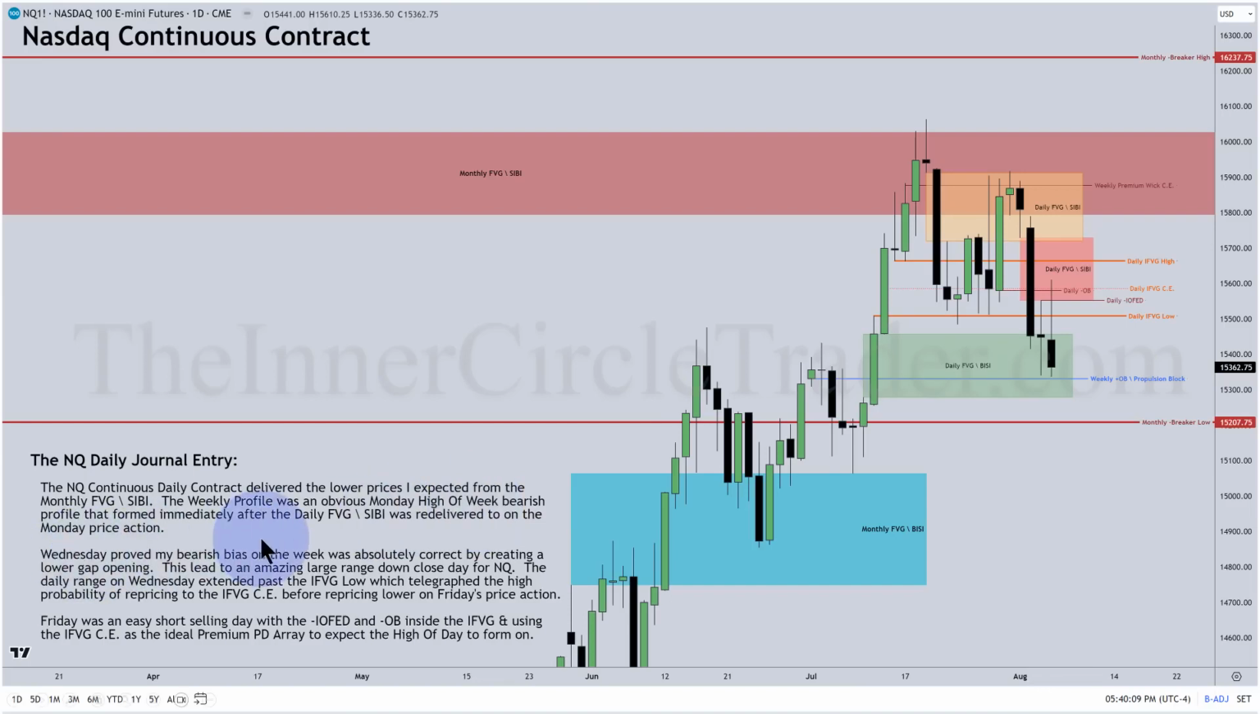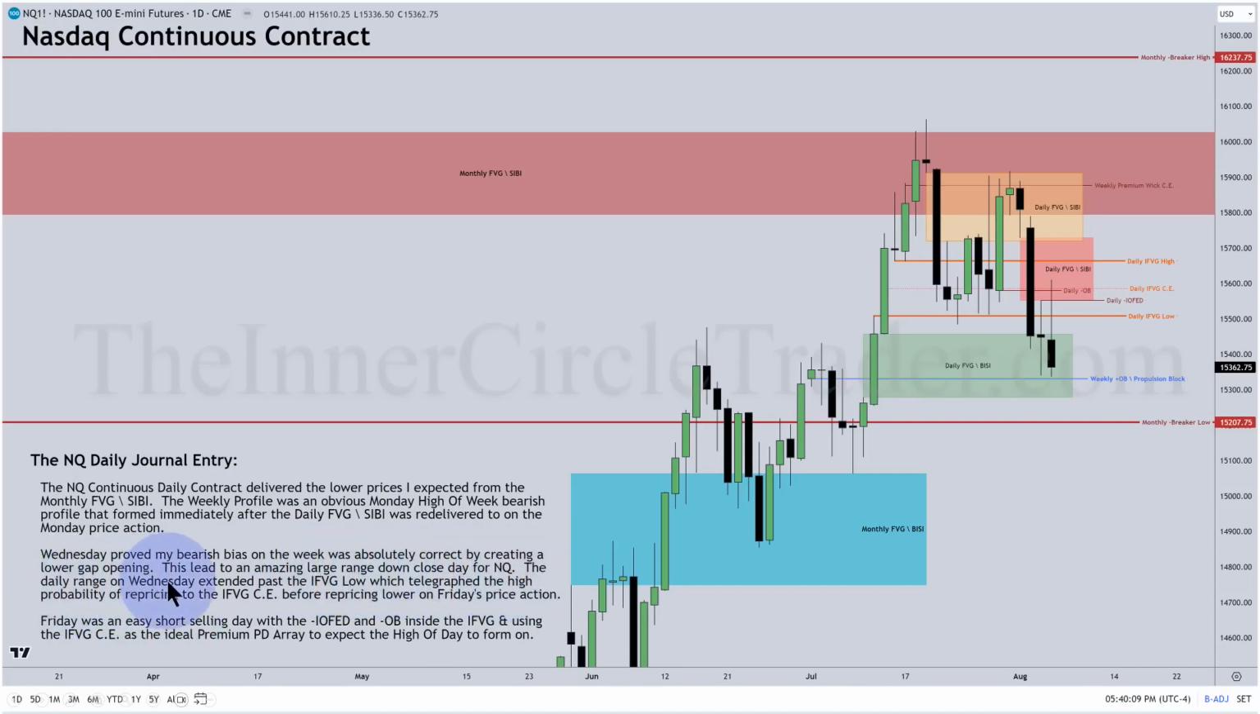Going further, Wednesday proved my bearish bias on the week was absolutely correct by creating a lower gap opening. That's this here. We opened here, traded up, we gapped from the previous day. We gapped, and then a large range candle lower. This led to an amazing large range down close day for NQ.